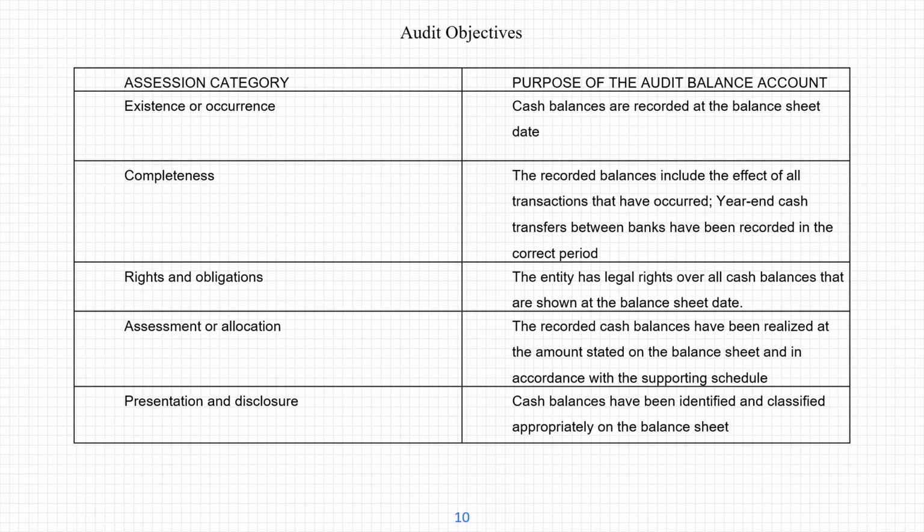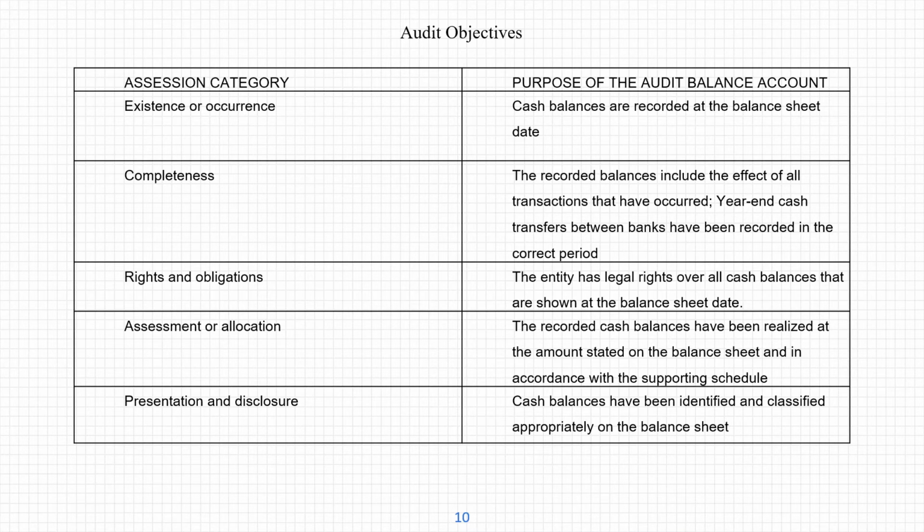Audit objective consists of assessing category and purpose of the audited balance account. Assessing category number one, existence or occurrence. Cash balances recorded exist at the balance sheet date. Number two, completeness. The recorded balance includes the effect of all transactions that have occurred, and cash transfers between banks have been recorded in the current period.